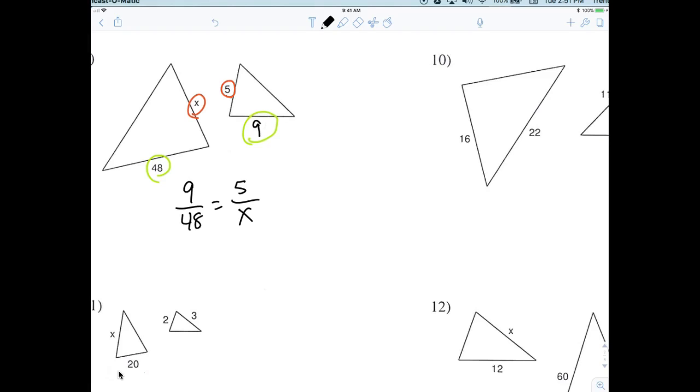So 5 times 48 is 240. Look right there, that's how I'd want you to solve it. X equals 240 over 9. Now, somebody divide 240 by 9 for me. And what was that? 26.666. Right.